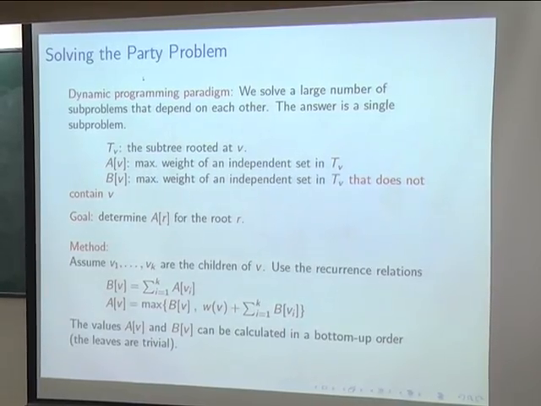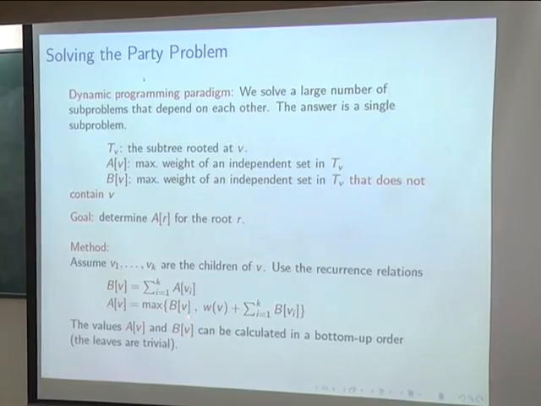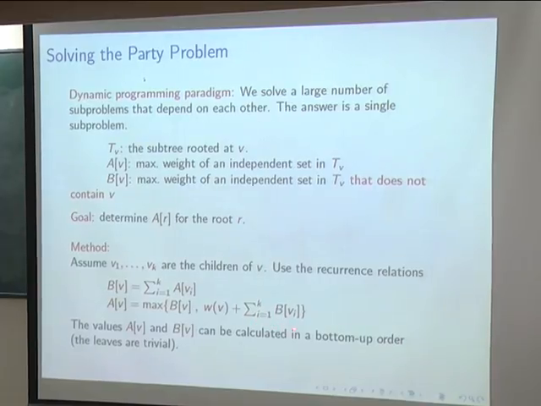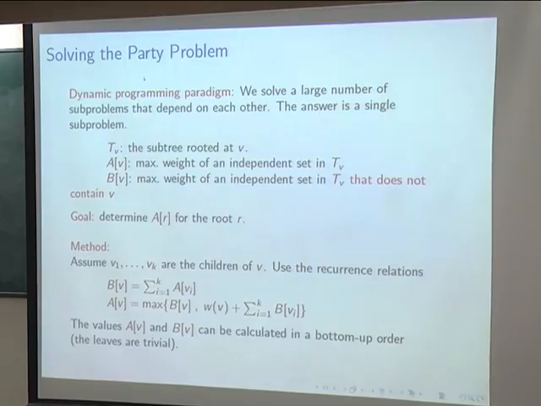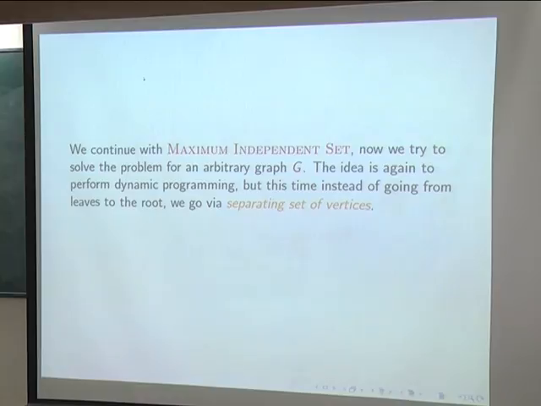So A of V is the maximum of B of V and W of V plus the summation of, so that should be A of V_i, or B of V_i, no? Because B of V_i is guaranteed not to include V_i. If I decided to pick V in my independent set, can I take any of my neighbors in my independent set? No. And that is why these values. Okay? Agree? Very nice.